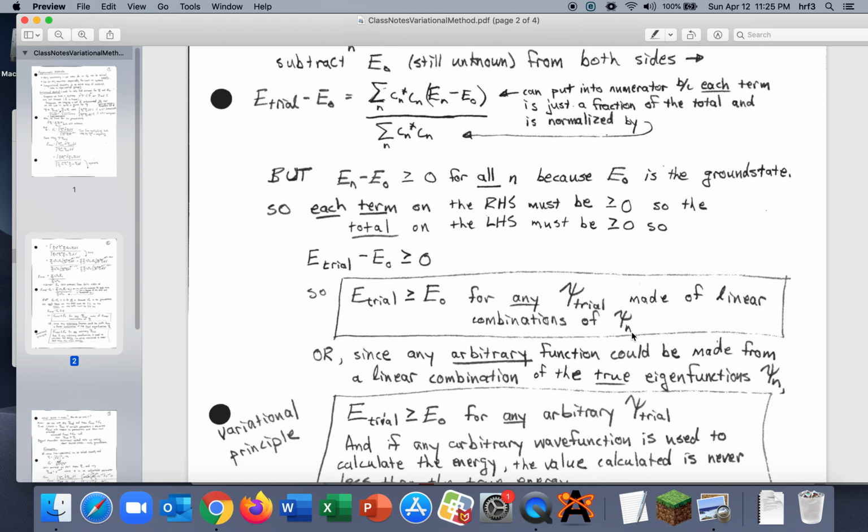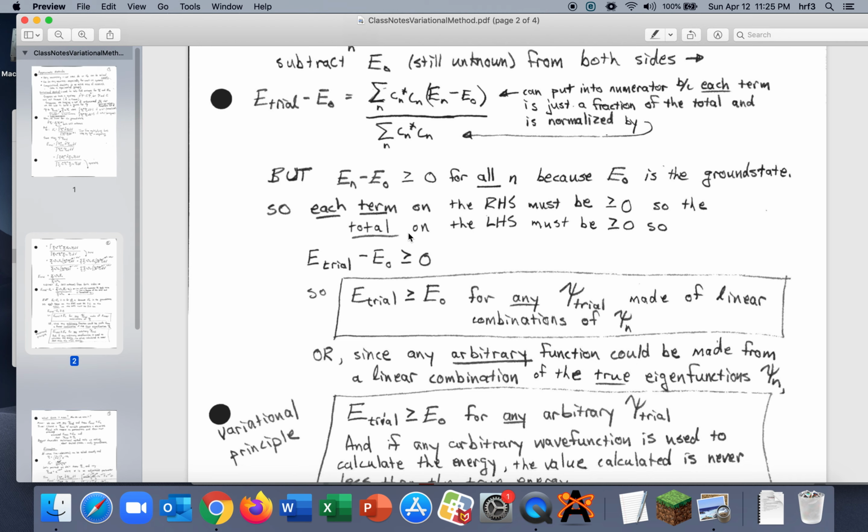Now this is just a math thing that I'm not going to prove to you, but psi n, this set of eigenfunctions, if it's a complete set of functions, then we can build any arbitrary function from a linear combination of a complete set of functions.